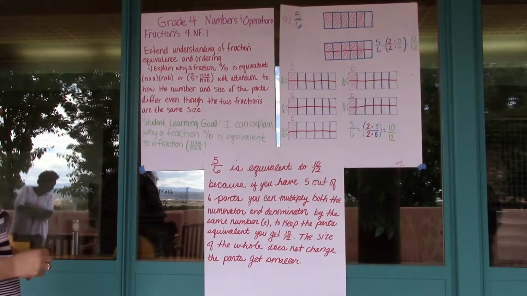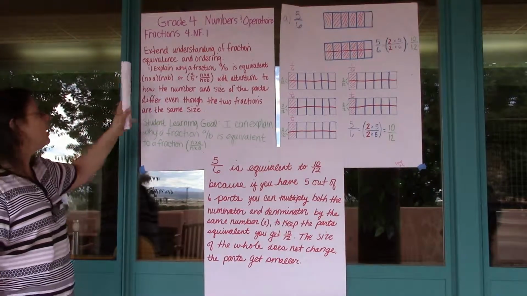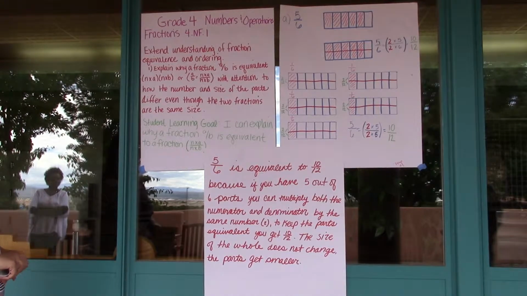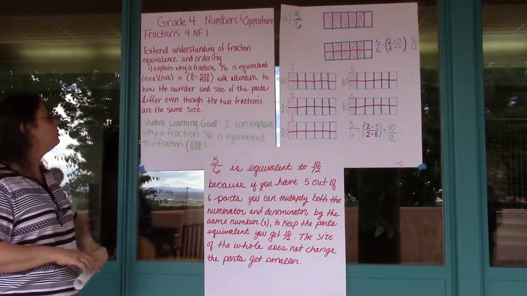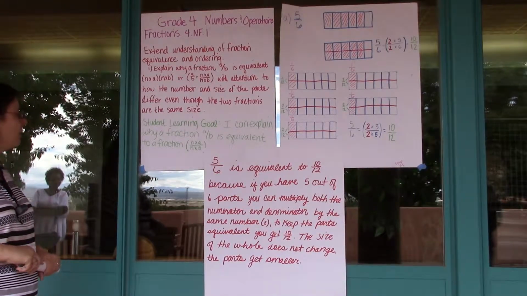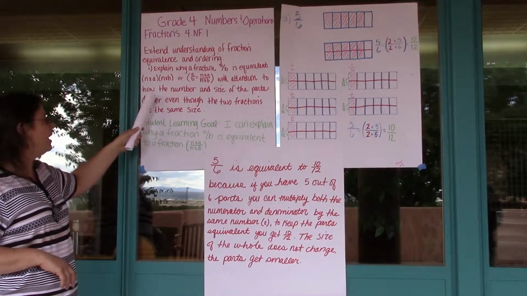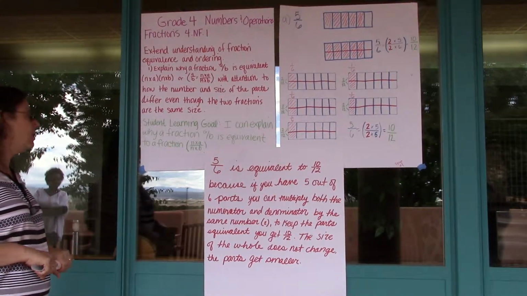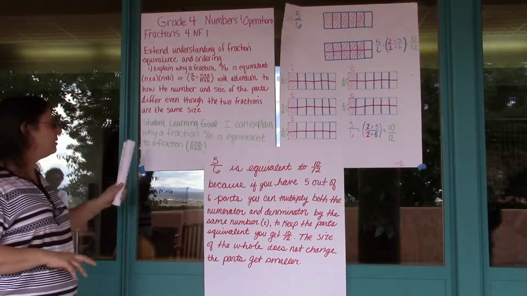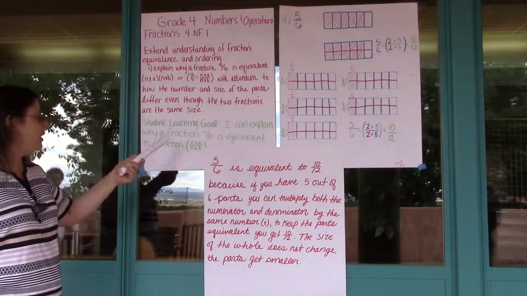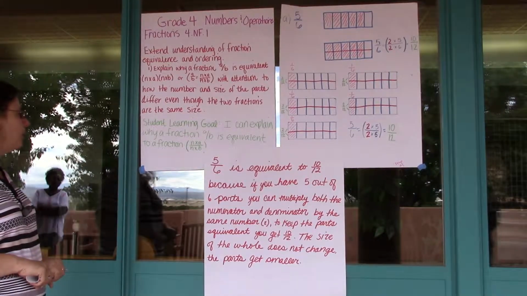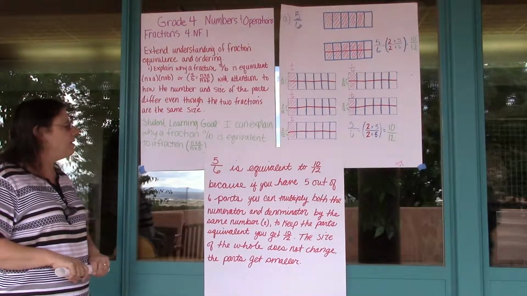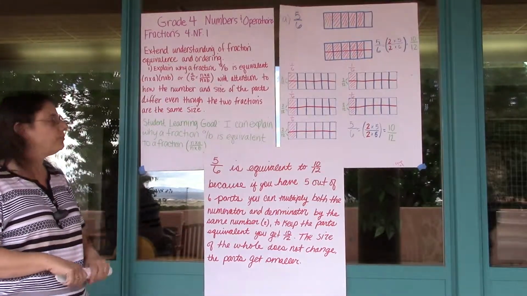Our standard for numbers and operations for 4.NF.1 would be to extend the understanding of fraction equivalence and ordering. So the standard wants us to explain why a fraction A/B is equivalent to (n times A)/(n times B), with attention to how the number and size of the parts differ even though the two fractions are the same size. So our student learning goal would be, I can explain why a fraction A over B is equivalent to a fraction n times A over n times B, equivalent meaning equal.